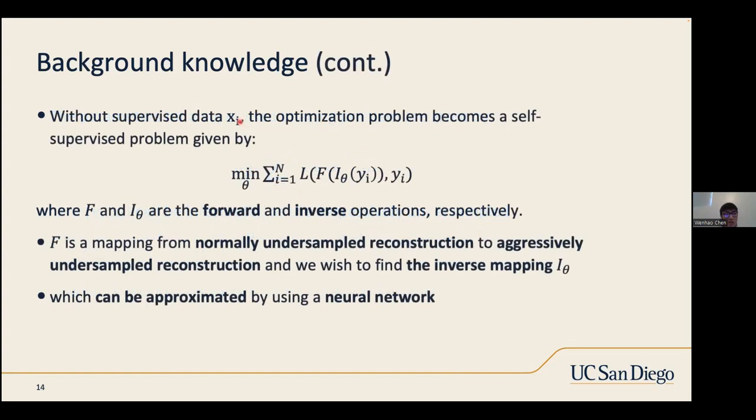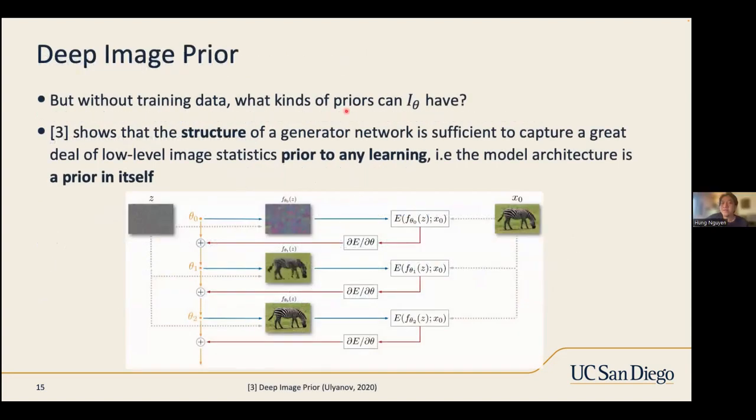The objective of self-supervised learning is to find the theta that minimizes the loss between yi and the forward operation of the inverse operation of yi. We wish to find the inverse operation I so that we can have the normally undersampled version. Finding I is not trivial, and many methods have been proposed, and it turns out that we can approximate I by using a deep neural network.